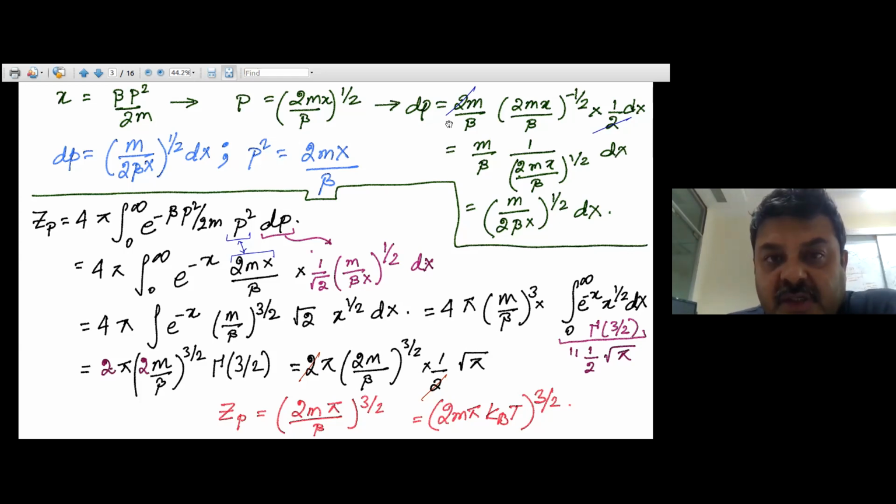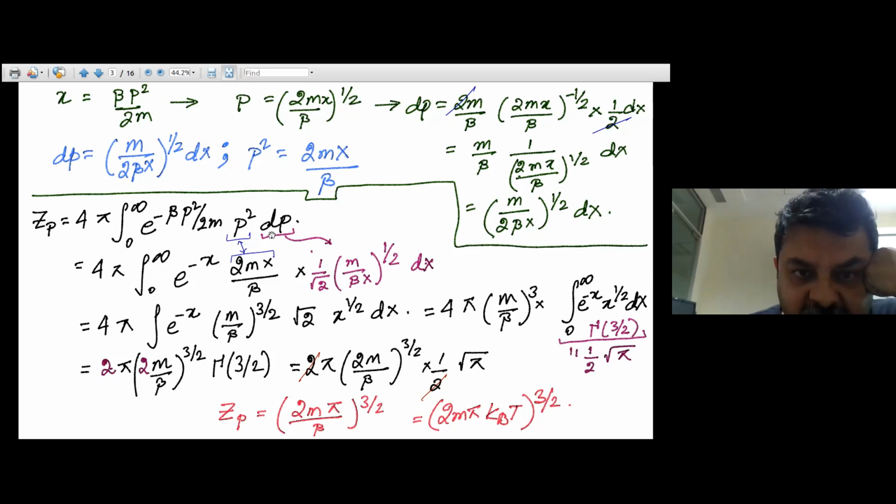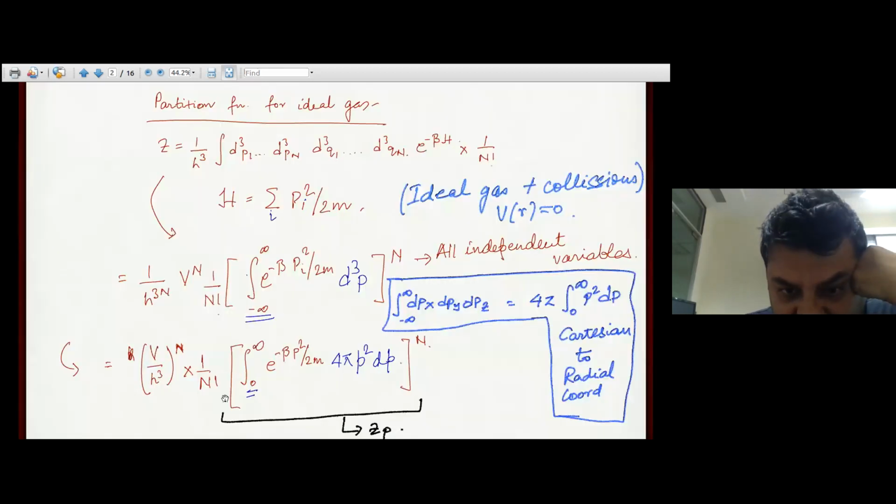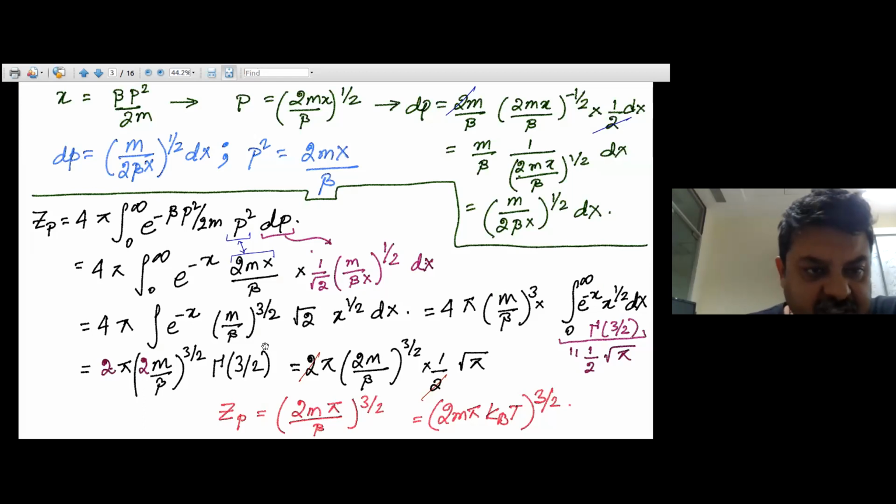So basically what you do here is, this entire quantity has been differentiated, hence this half minus 1 becomes minus half, and you have differentiated this as well. So that's why you get 2m beta here. And you get this half factor when you differentiate that entire part into dx. So finally, doing a bit of algebra, what you get is p square equal to 2mx by beta, and dp equal to m by 2 beta x to the power half, just by simplifying here, into dx. So this p square you replace by 2mx. Note that we are calculating zp. Zp is just this variable, and later we'll put it to the power n. That is just one of these integrals that we are calculating.